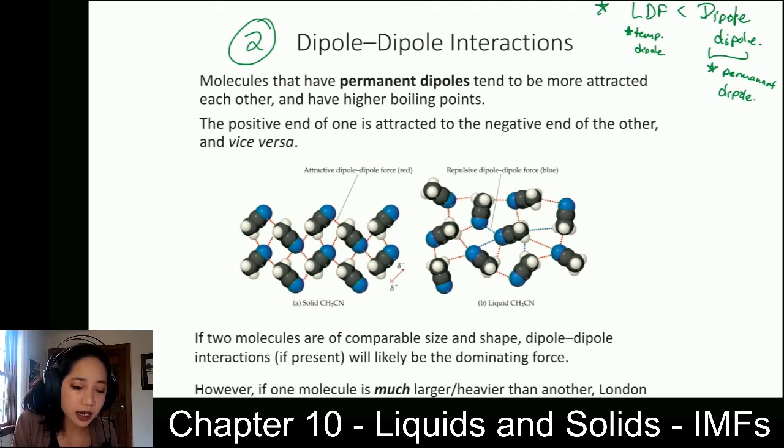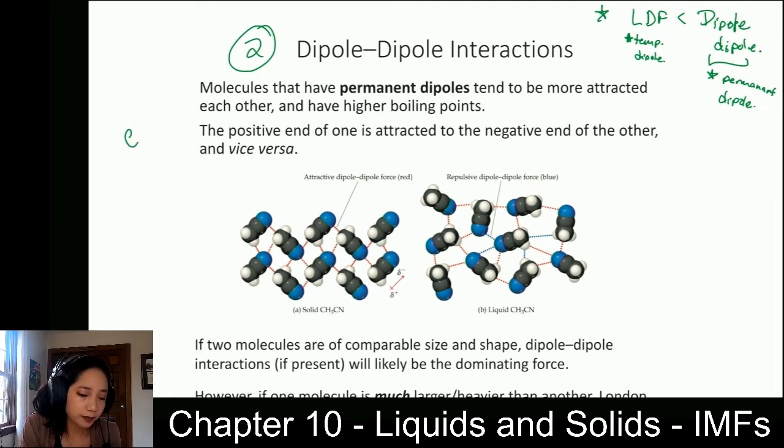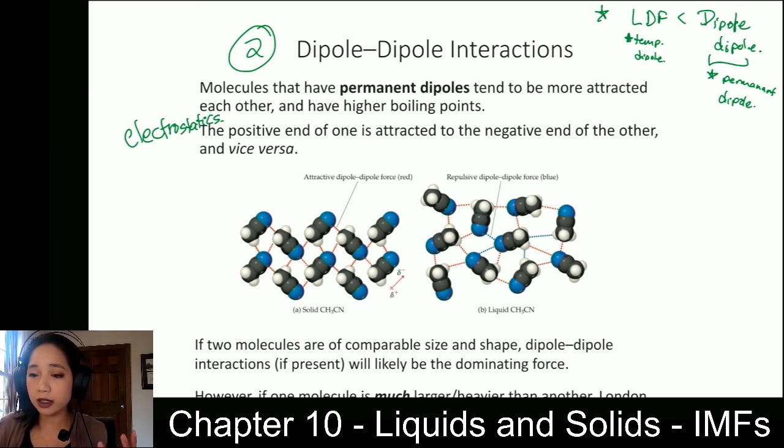And so what you'll see is that any molecule with permanent dipoles tends to have a higher boiling point than nonpolar molecules that don't have permanent dipoles. And it's because of electrostatics. But now these partially positive and partially negative ends of the molecule are permanent. They're permanent in space, they don't only exist for a split second of time, they exist all the time. So that's why dipole-dipole interactions are stronger than London dispersion forces.